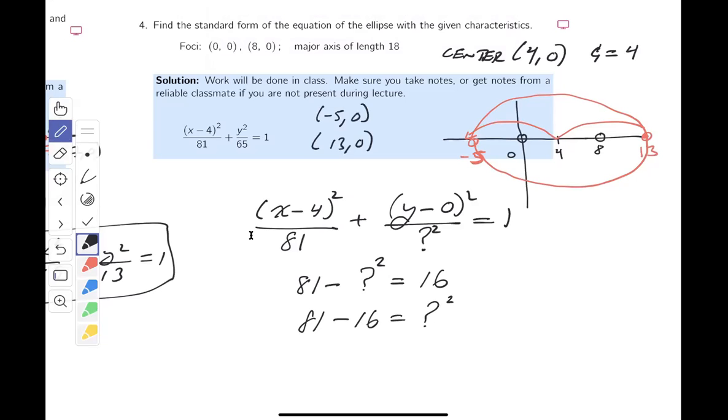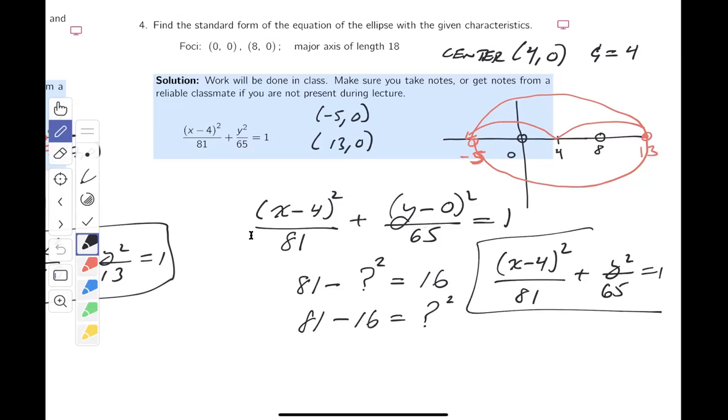What do you get there? 65, right? Yeah, 65. Let me get my eraser out. I'll put 65 down. I'll clean it up now. If you clean this up, what do you get? x minus 4 squared over 81 plus y squared over 65 equals 1. All right, I'm seeing it. All right, so we're working through the problems, of course.